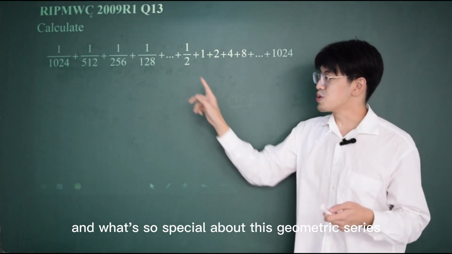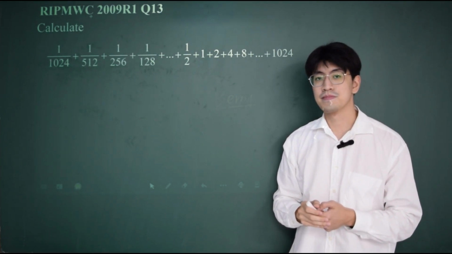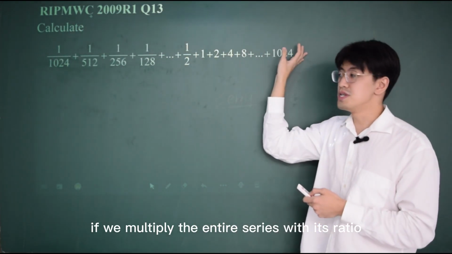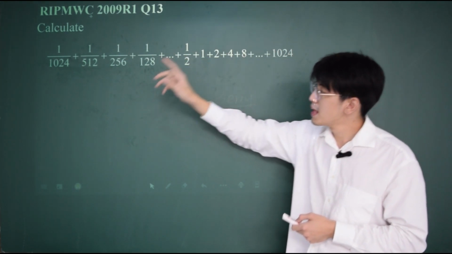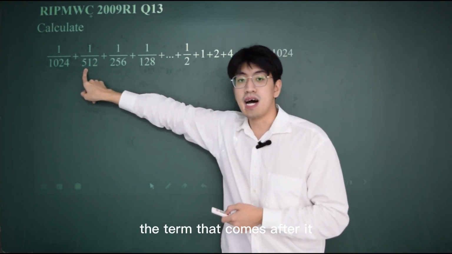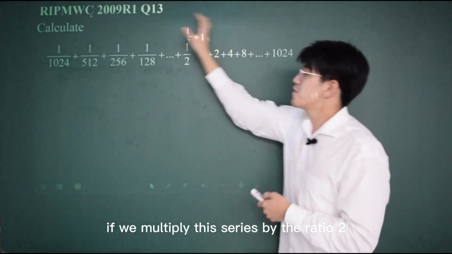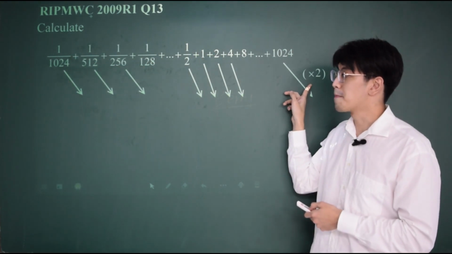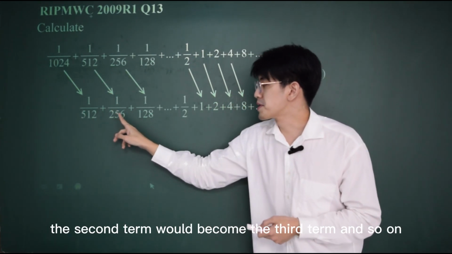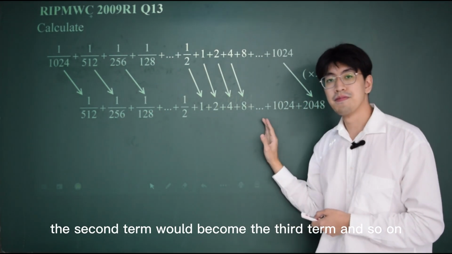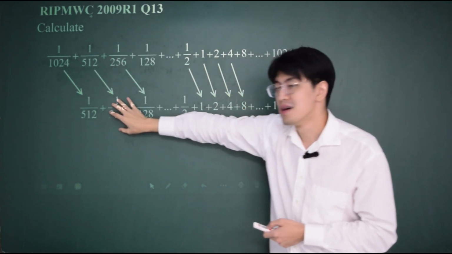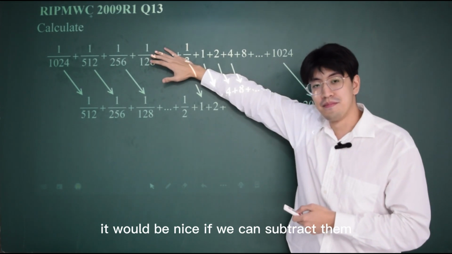And what's so special about this geometric series? We know for a geometric series, if we multiply the entire series by its ratio, each term would become the term that comes after it. So, for example, if we multiply this series by the ratio 2, the first term would become the second term, the second would become the third term, and so on. Now, we get a bunch of overlapping numbers here. It would be nice if we can subtract them.